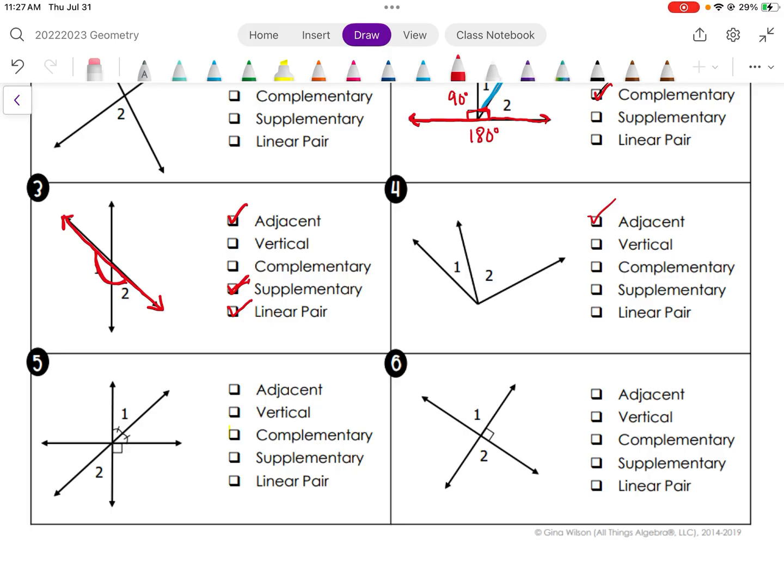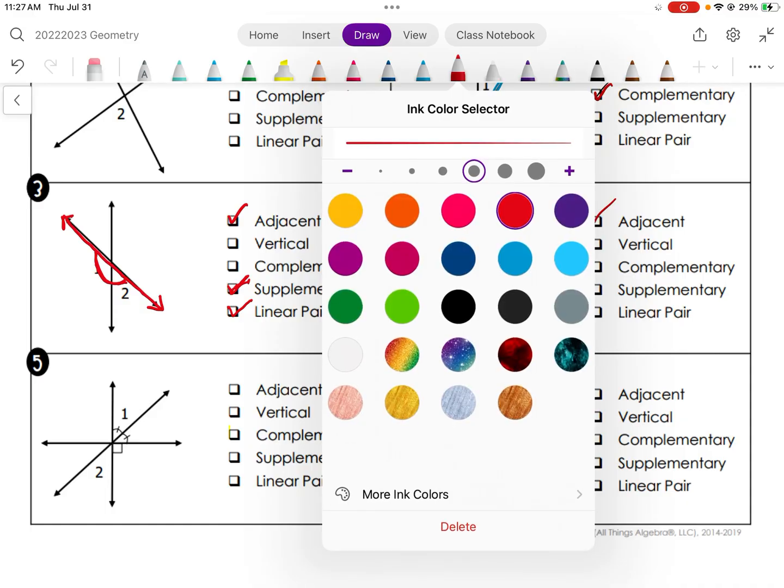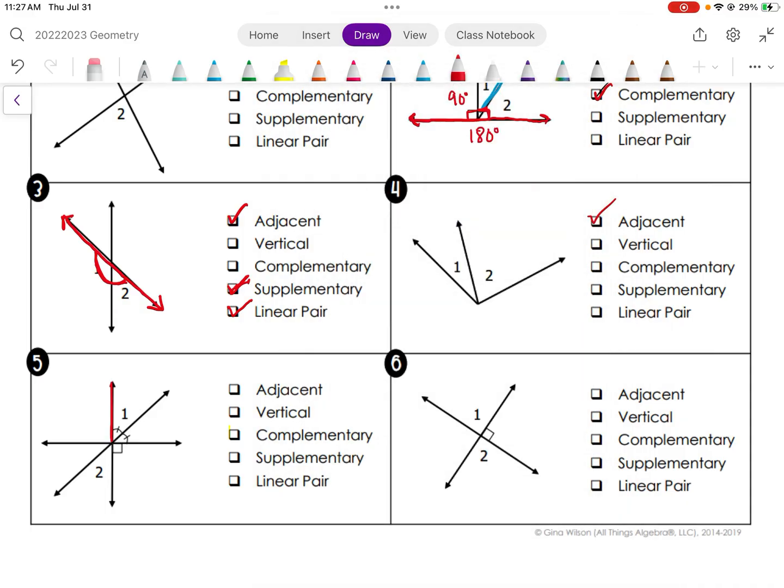Number 5. I really like number 5. Number 5 is fun. So 1 and 2. Ask yourself, are they vertical? If you outlined angle 1 and 2, can you create angle 1 and 2 using 2 intersecting lines? Yes, you can. Okay, so these 2 lines are crossing. Those are the only 2 lines that are creating angles 1 and angle 2. So they are vertical, meaning they're the same measure.